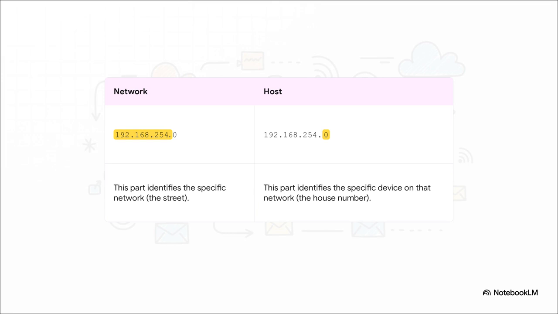And what's really cool is that this address is actually two parts in one. The first part, the network portion, that's like the name of your street. Everyone on your local home network, for example, shares this part. But the second part, the host portion, that's your specific house number. It's totally unique to your device on that street. This is how the internet organizes billions of devices into these manageable little neighborhoods.